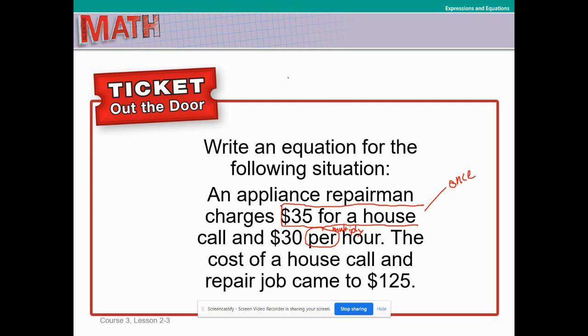And what you should have typed in is 35 is the one-time amount plus $30 per hour. Let's call H hours. 30H is how much they're going to charge, and their total amount was $125. Okay. If you had switched these two, you'll still get it marked right.